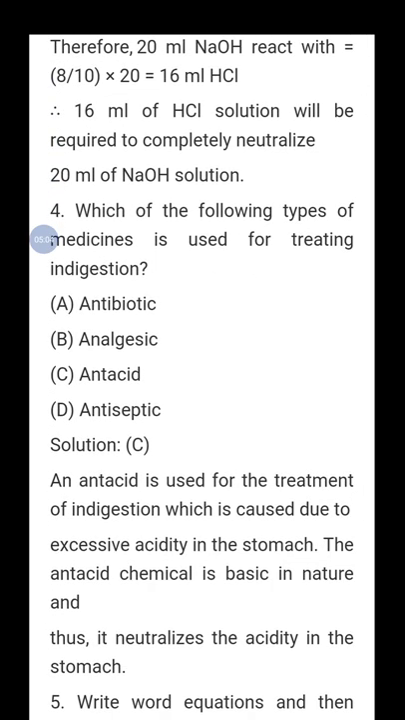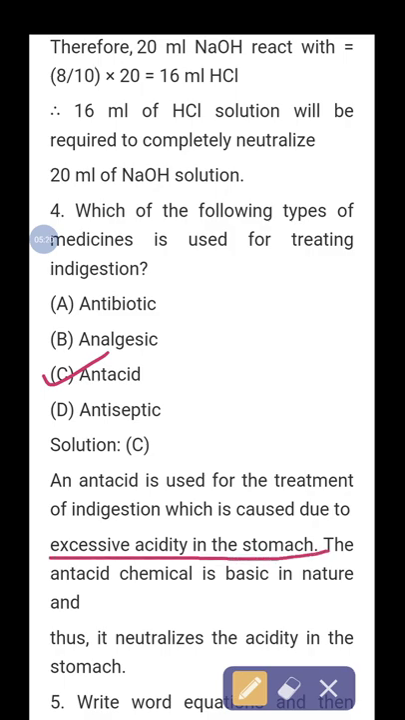Which of the following types of medicine is used for treating indigestion? So for treating indigestion, we use antacids. Antacids are used for treatment of indigestion, which is caused due to excessive acidity in the stomach. The antacid chemicals are basic in nature.